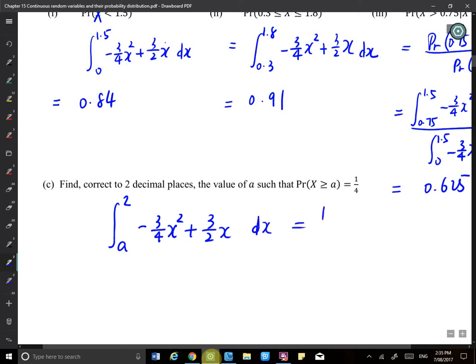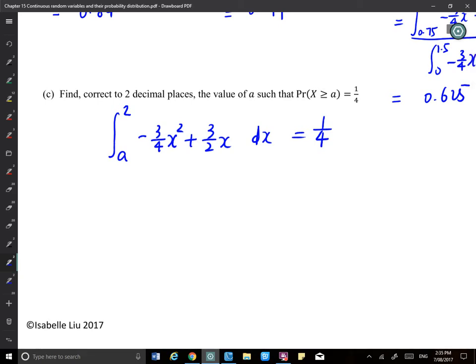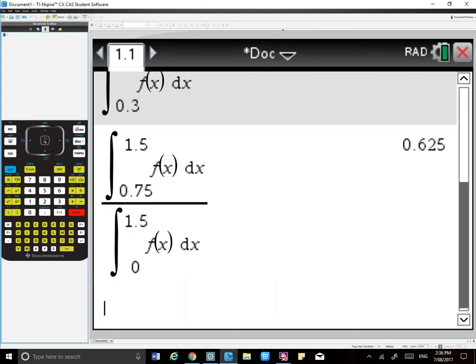And I want this value to be a quarter. Okay, I have a to 2. Can't have a to infinity. If you have a to infinity, then you can't solve for it. Okay, so it's a to 2. Then I can solve it by calculator.